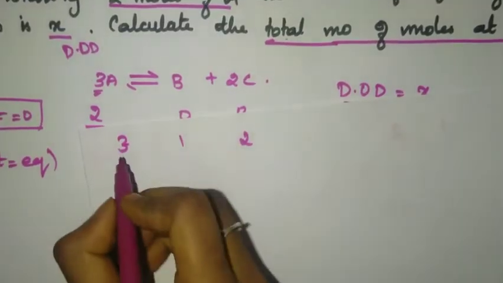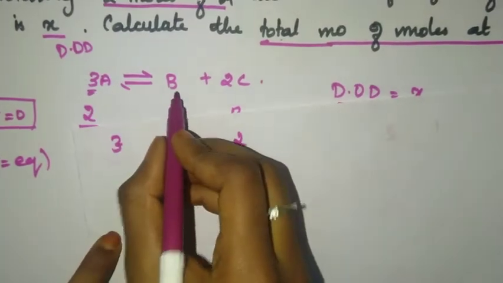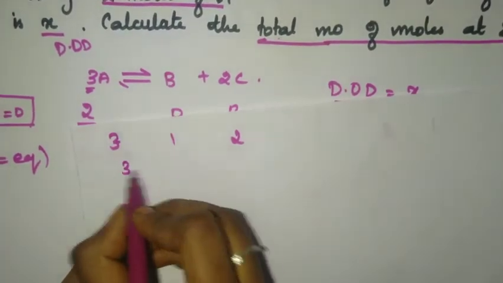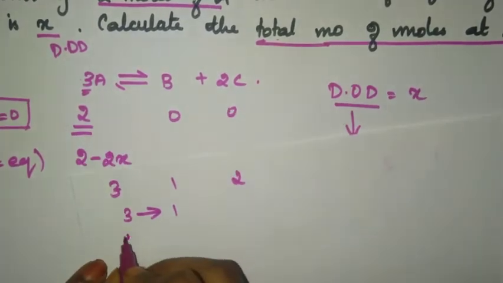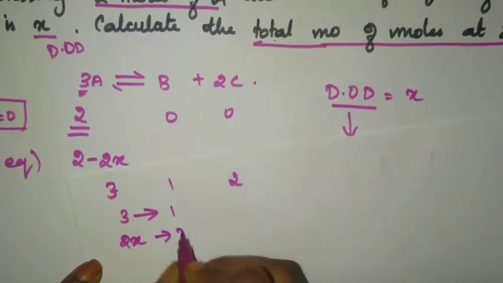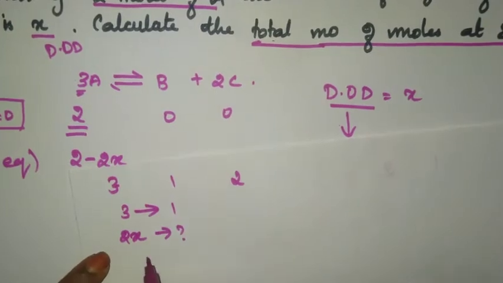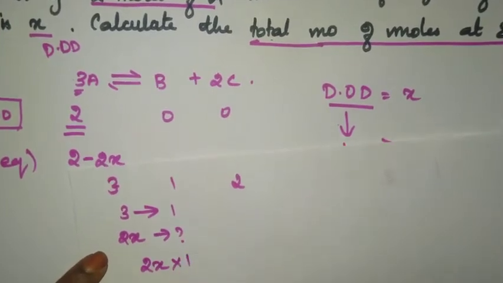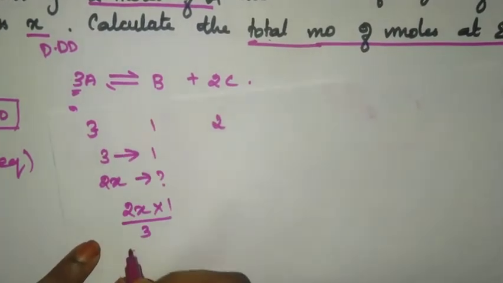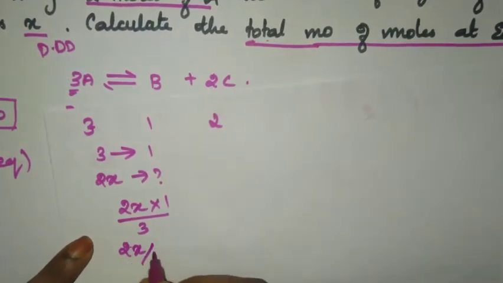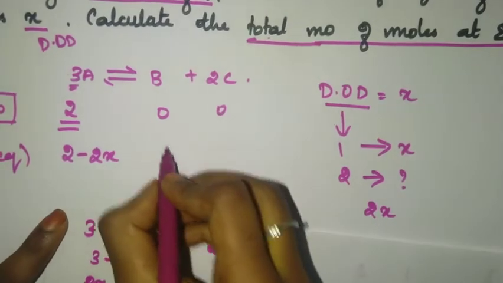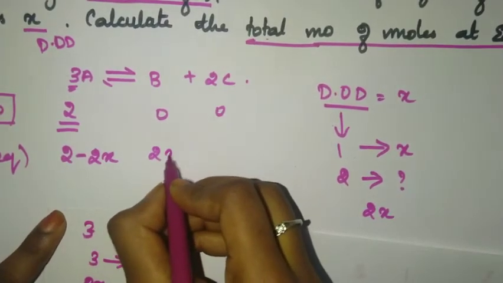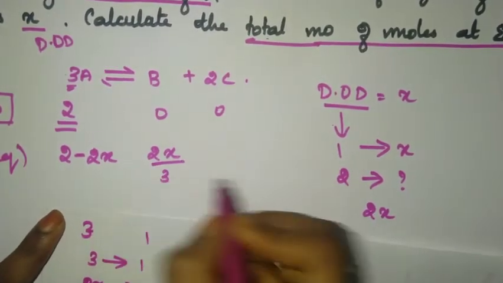So what does it mean? 3 moles of A form 1 mole of B. Then 2X moles form how many? This is the trick. 2X into 1 by 3, that is 2X by 3. So 2X by 3 moles of B is formed at the time of equilibrium. So you have to put here 2X by 3.